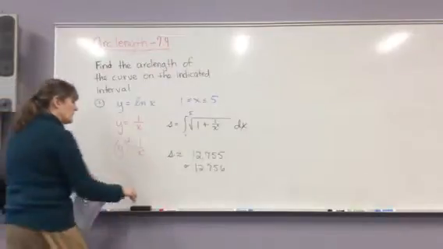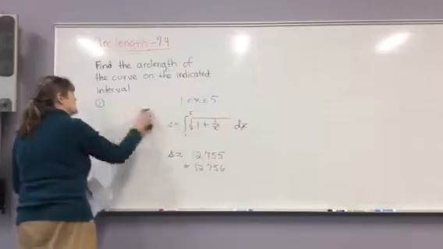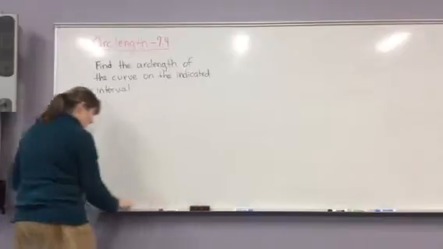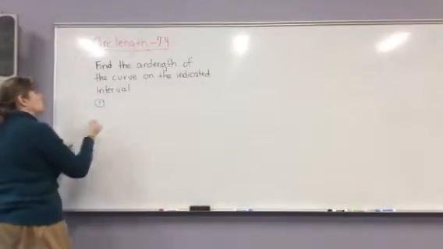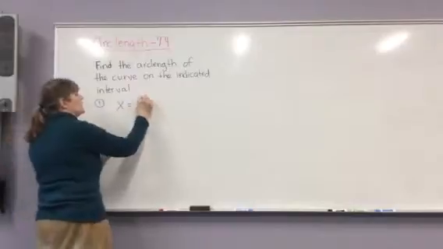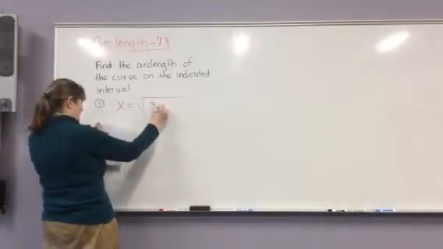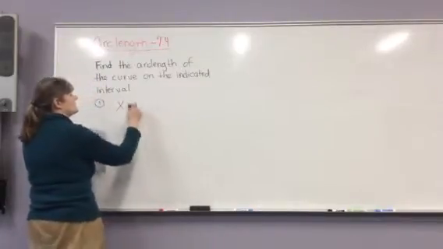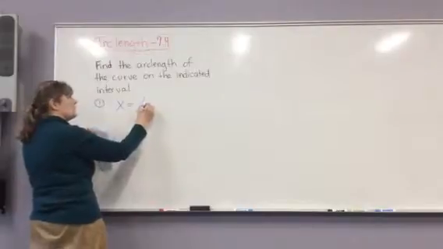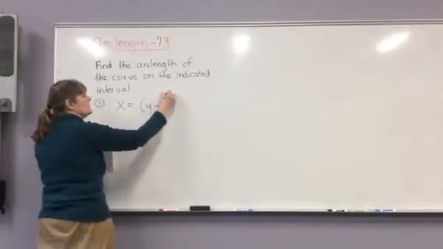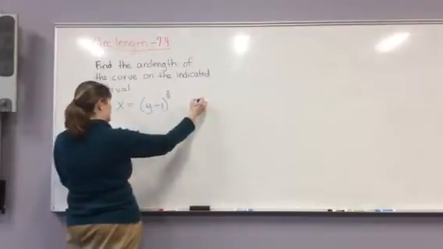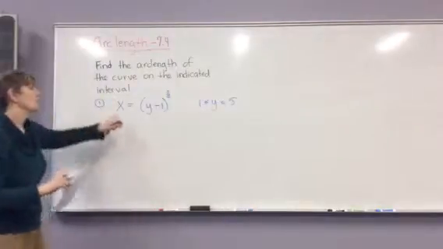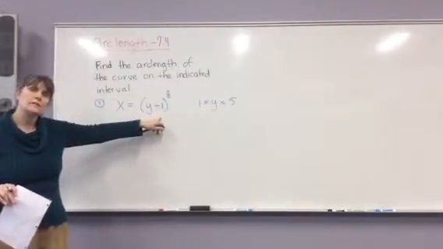The last example I want to look at is going to be in terms of x and not y. So let's suppose we're given x equals the square root of 30, that's completely the wrong question, that was a homework question. x equals y minus 1 to the 3/2. And we're looking on the interval from 1 to 5, but now we're looking at the y values because my function is in terms of y.